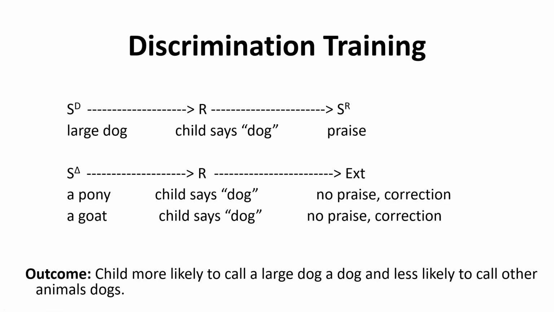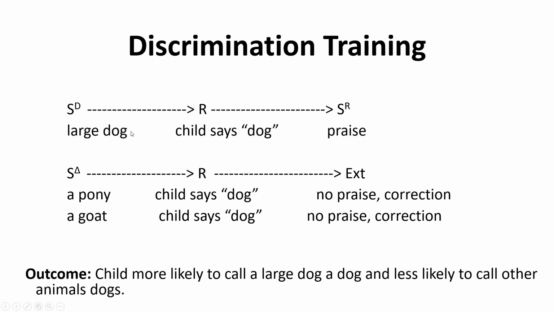And if we want to use the framework that we've been using so far in this lecture to talk about discrimination training, we can set it up like this, where our discriminative stimulus is seeing a large dog. Our response is that the child says dog. And our consequence is going to be to praise the child.